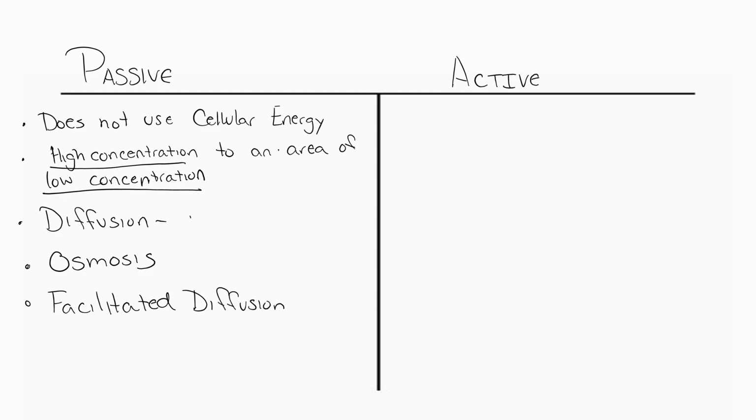So we're looking at diffusion, which is the movement of molecules. Osmosis is the movement of water, which, even though it's osmosis, is still facilitated diffusion because of those aquaporins. And then facilitated diffusion, a protein is used to help move the molecules in or out of the cell. Now, active transport is a little bit different because active transport requires energy.